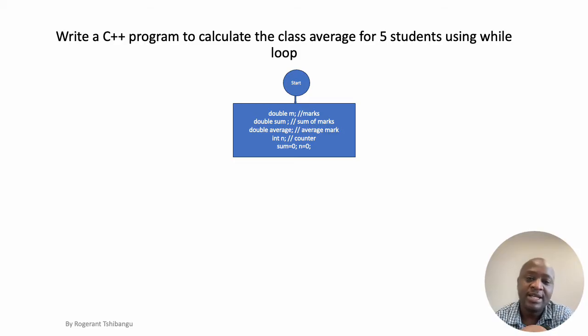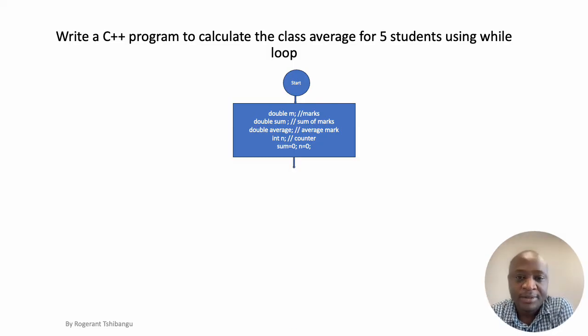All right. And then initialize. You can see here I'm saying sum is equal to 0 and n is equal to 0. This is because I want to start counting from somewhere. So I want to start counting from 0. So 0, 1, 2, 3, 4. So 5 will go out. As soon as I count 5 students and capture 5 marks, then I'm out.